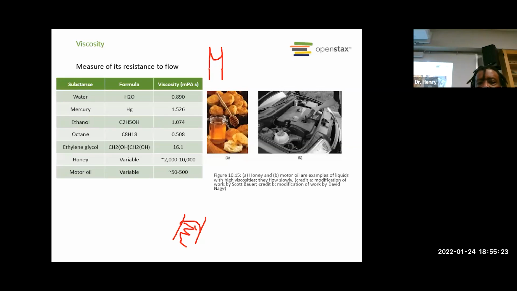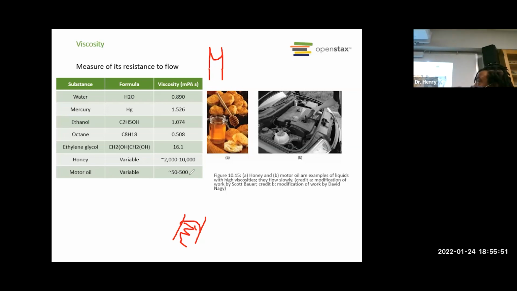Okay, so this looks at the viscosity. So this is the viscosity of water. This is the viscosity of mercury. This is the viscosity of ethanol. This is the viscosity of octane. This is the viscosity of ethylene glycol. This is the viscosity of honey. This is the viscosity of motor oil.